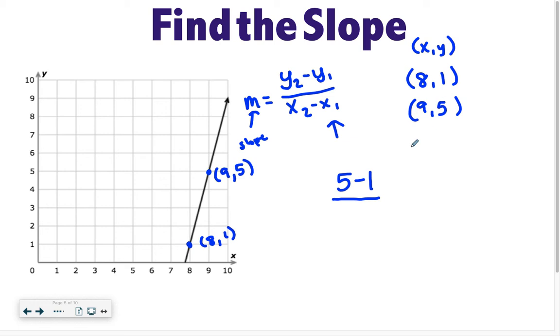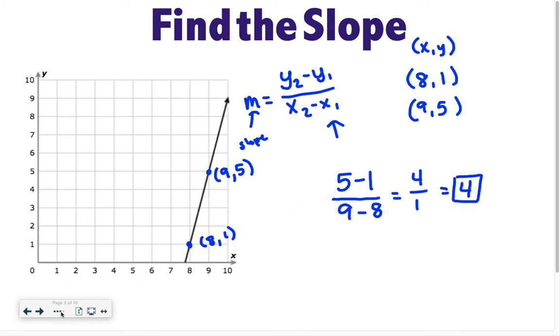So next, since I started with the 5 on the top, that means I have to start with the x that's paired with it, so the 9. So 9 minus 8. So 5 minus 1 is 4. 9 minus 8 is 1. And then 4 divided by 1 simplifies to just 4.